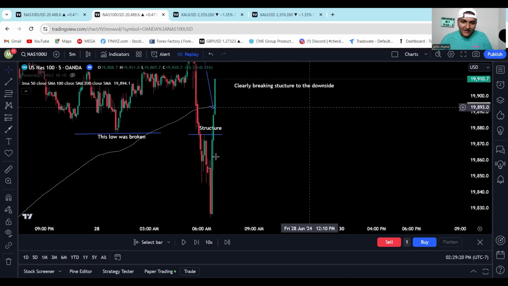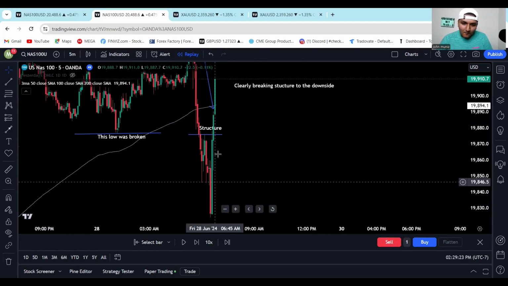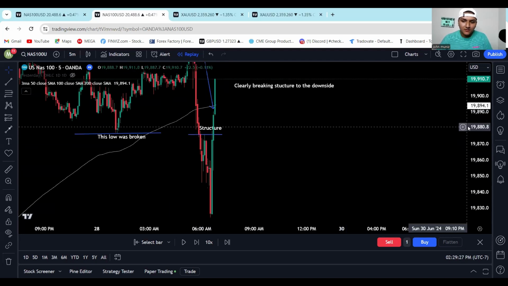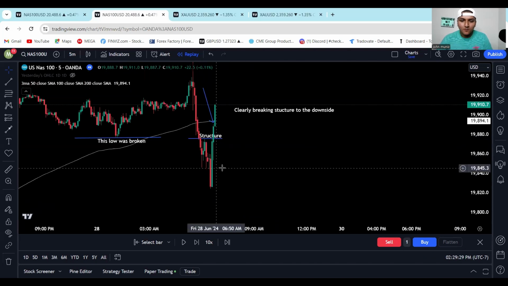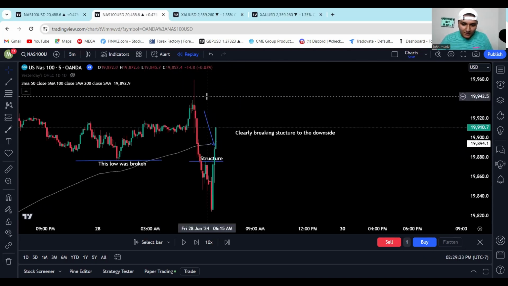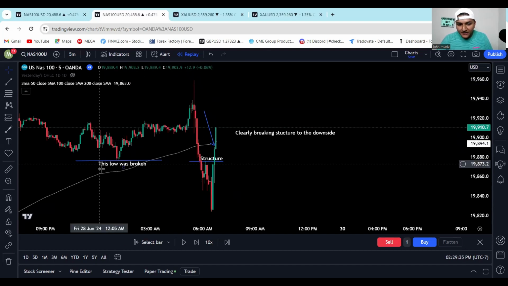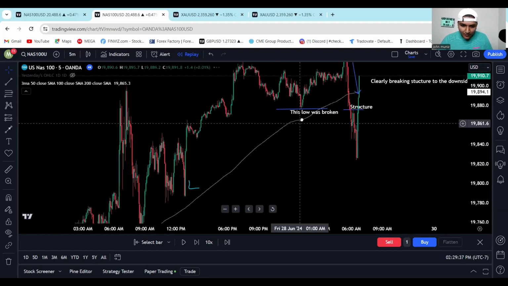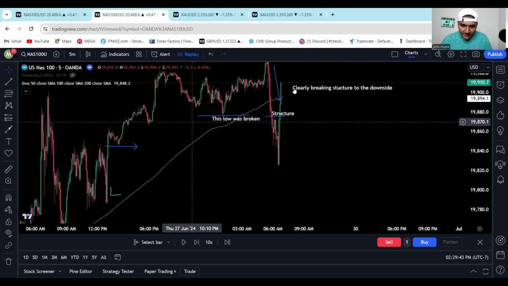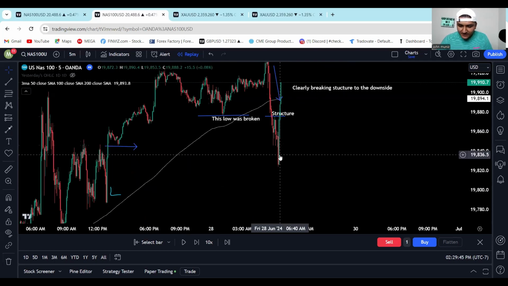So here, we literally come break that structure. So what does that mean? We're pushing up. So we're clearly breaking structure to the downside. Why? Because we broke this low and we broke this previous low here, as you can tell, right? We broke this, right? We broke this. So we came down, we broke structure to the downside, right?